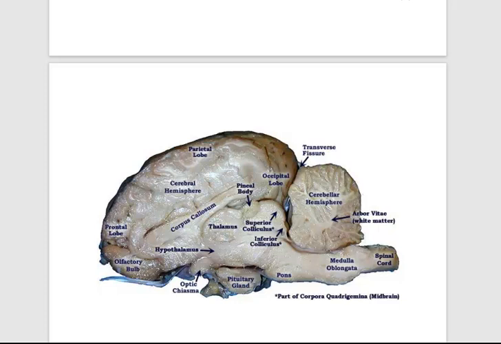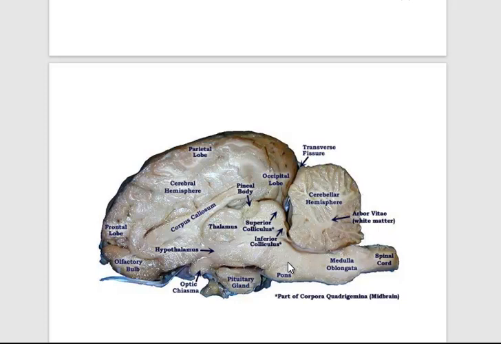Here is another orientation. This is a slice through the sheep brain. And let's orient ourselves with the frontal lobe, the occipital lobe back here, transverse fissure, the one that separates the cerebrum from the cerebellum. There's the arbor vitae. So this is actually a picture of a real brain. That's kind of neat. Again, spinal cord, medulla, pons.